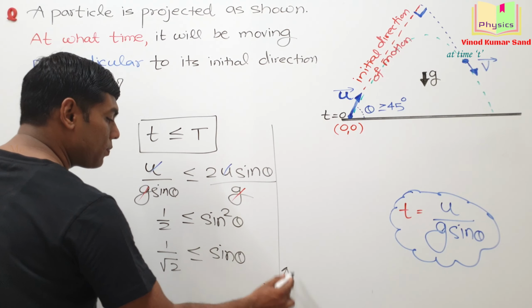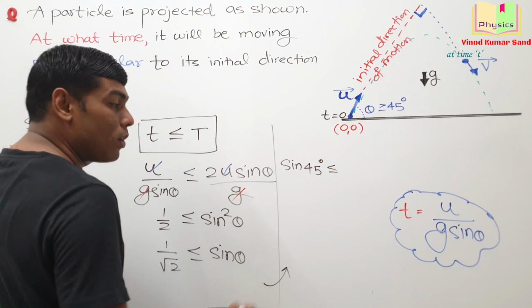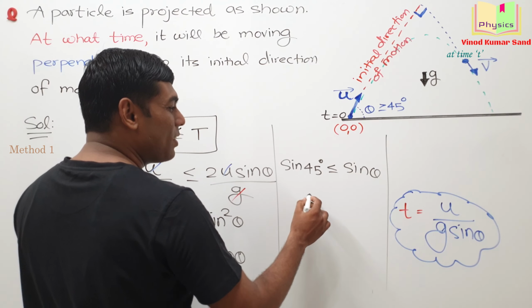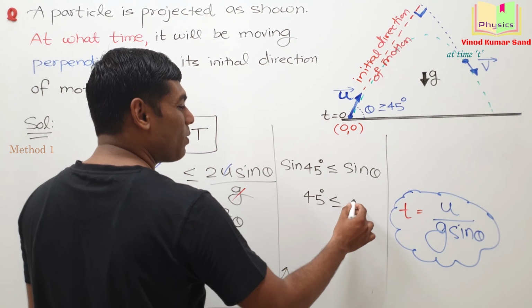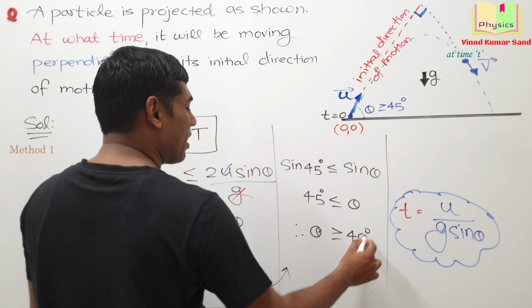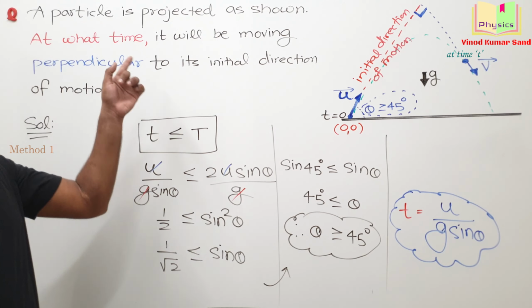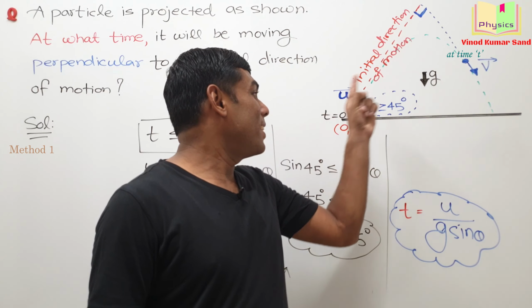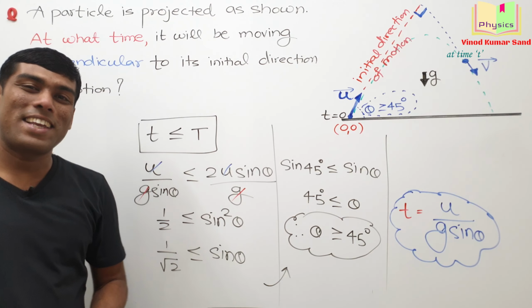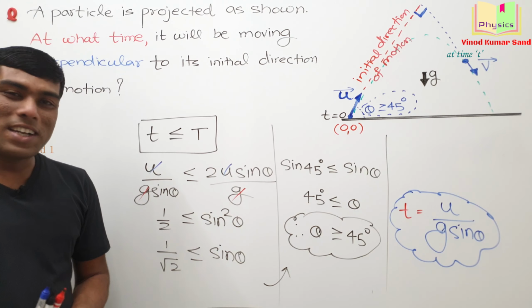Let us proceed further. 1 by root 2 can be written as sine 45 degree, which should be less than or equal to sine theta. Now you can easily compare the things: 45 degree should be less than or equal to theta, or theta should be greater than or equal to 45 degree. That's how we have mentioned this condition. So if at any moment the velocity of the particle is perpendicular to its initial direction of motion, theta must be greater than or equal to 45 degree. Got it? Simple and nice question. You may note it down, then we'll proceed further.